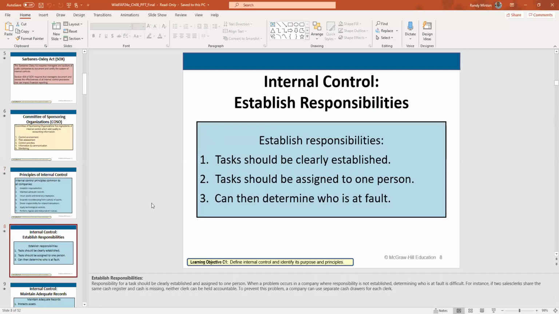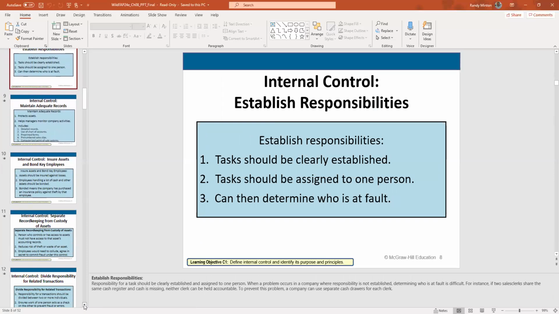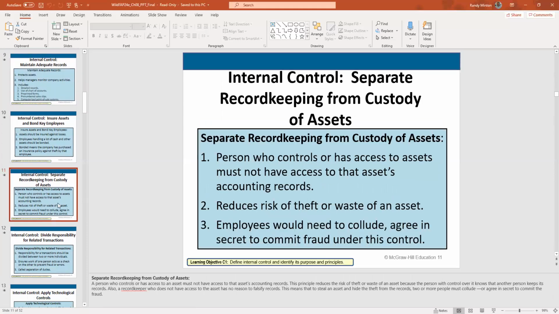Okay, let's see. I'm going to skip over some of this. Part of this is because I've only got 40 minutes here to do this, but just make sure that you kind of go through each one of these. And this is a key one here, to separate record keeping from the custody of assets. And that doesn't really matter whether you're talking about cash or some other asset. We always want to keep the record keeping separate.